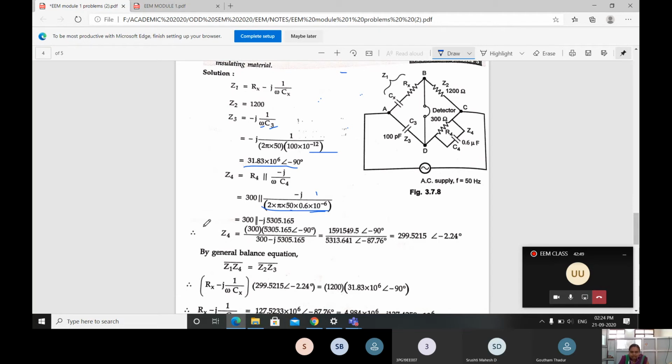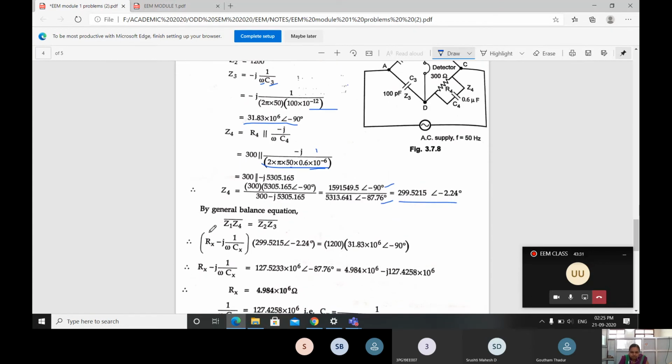Since both are in parallel, Z4 is equal to 300 into this, taken in polar form, the same value with the angle of minus 90, divided by 300 minus j 55,305.165. Then convert the numerator and denominator into polar form and divide. Then you will be getting the value 299.5215 with the angle of minus 2.24. This is what you will be getting.